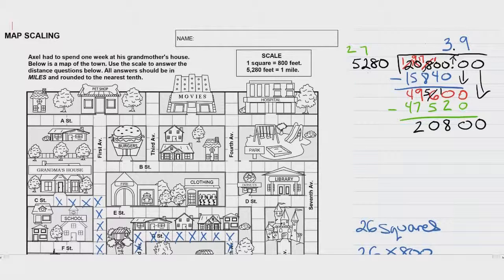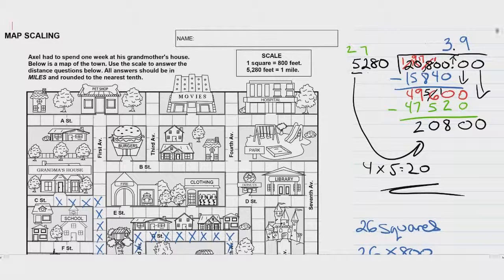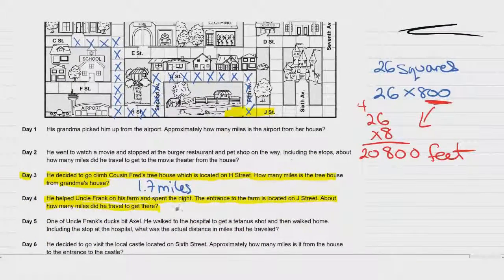Some of you might want to divide, but you don't have to, because you know that 4 times 5 is 20. So the highest this number could be is 4. And per your rounding rules, if it's less than 5, you do not round up. You keep the number the same. So the answer is 3.9 miles. So for day 4, it's 3.9 miles.